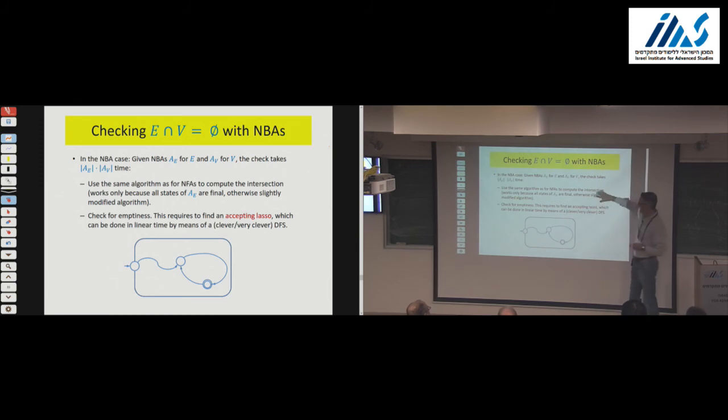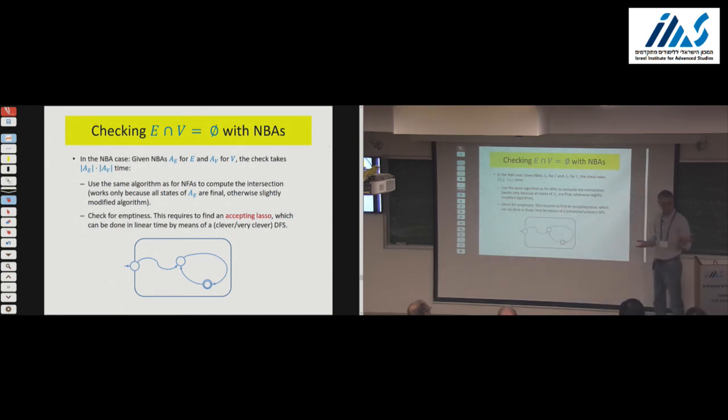So you could use exactly the same algorithm, and otherwise you would have to use a slightly modified algorithm that I don't want to get into, but instead of the number of states, you would have to put a 2 before that, right? But it is very, very similar. And then you have to check for emptiness.